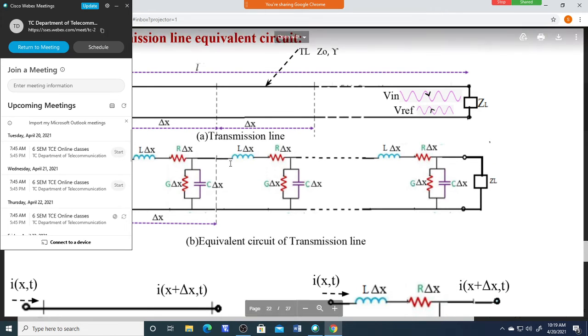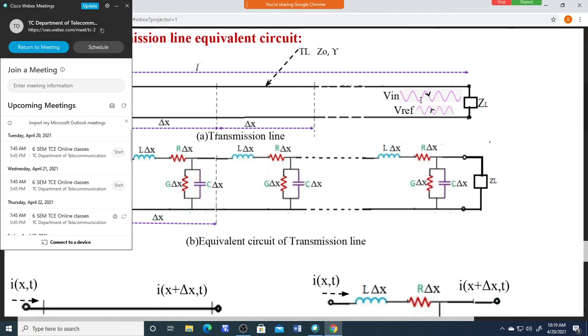Now see what happens here. The signal travels over this transmission line, and this is the incident one.